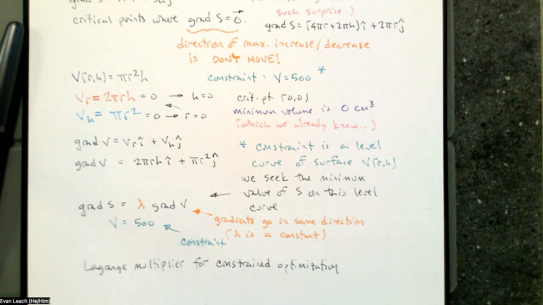So we'll talk more about Lagrange multipliers and solving constrained optimization problems tomorrow. That's going to do it for today.